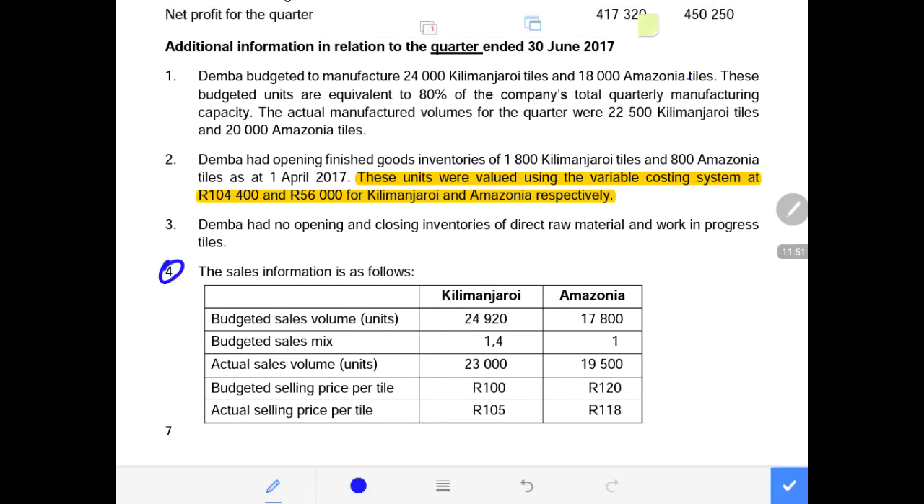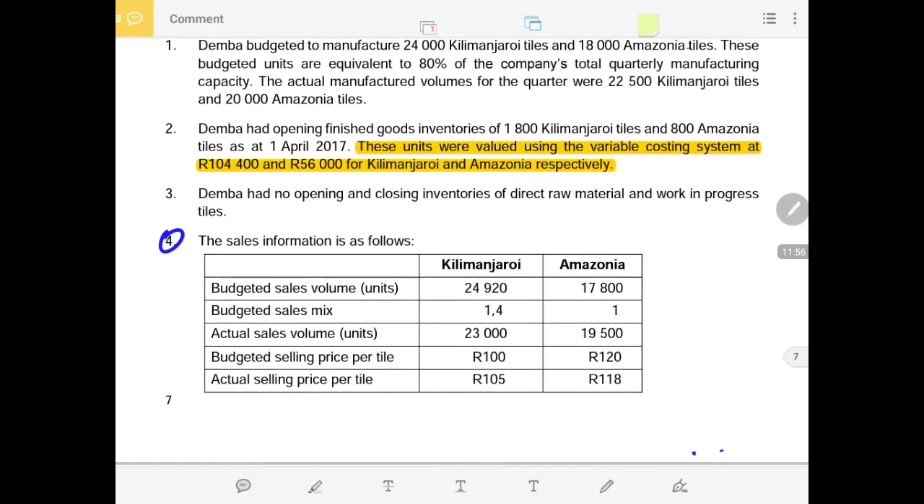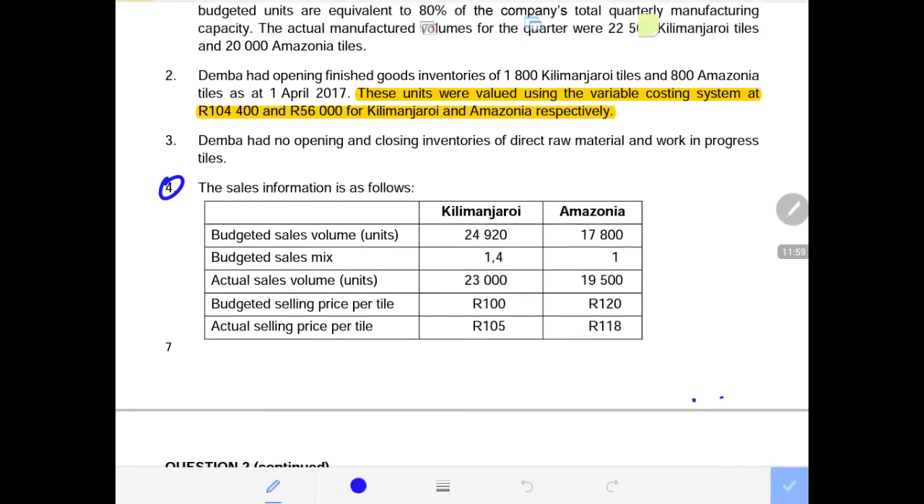Number 4, we are provided under number 4 with the sales information, which is given to us as budgeted sales 24,920 and 17,800. This has to do with the break-even point if we need such. We have our budgeted sales mix. Remember, why budgeted? Because when we calculate our contribution, we must calculate it on the budgeted information, because our break-even point is on the budgeted information.